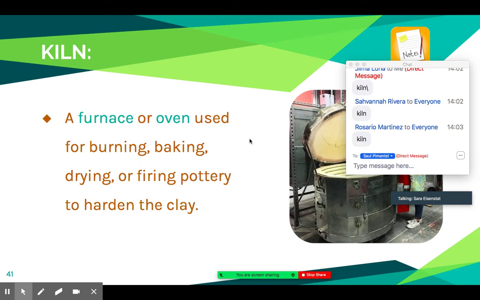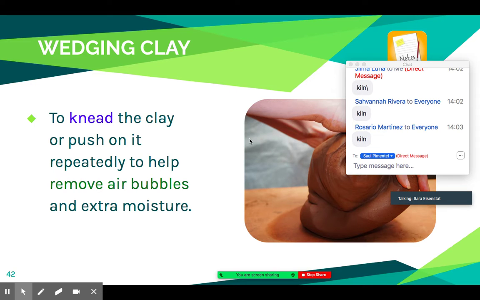All right, moving on. Wedging. Wedging clay is super crucial to the process of making ceramics. And the reason why is because sometimes clay has air bubbles in it, and those air bubbles can cause an explosion in the kiln.